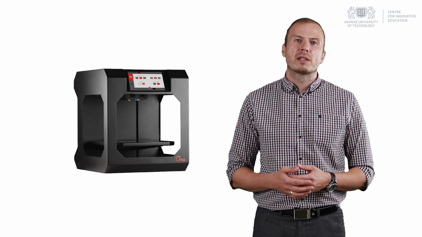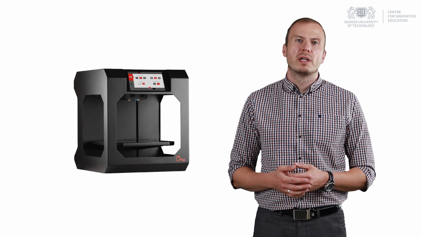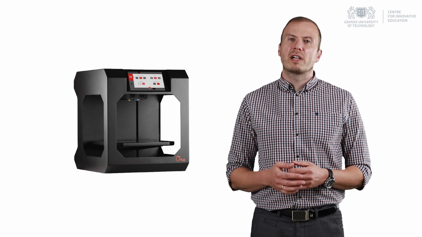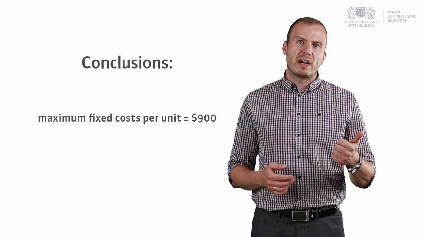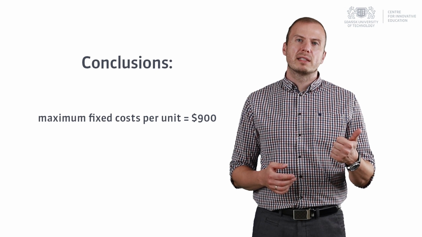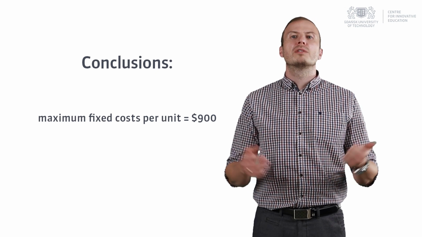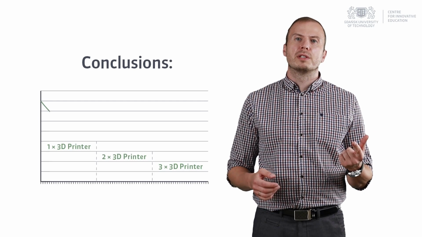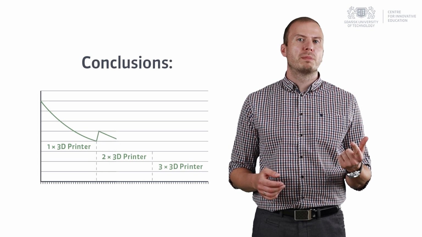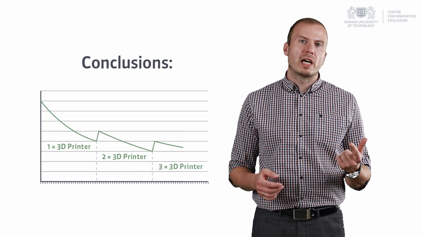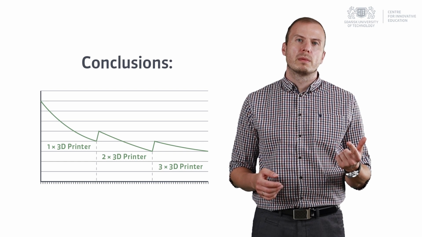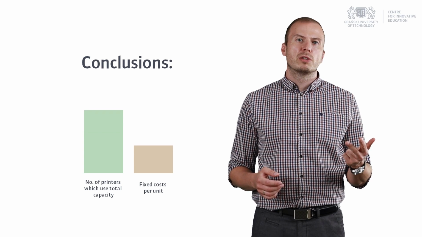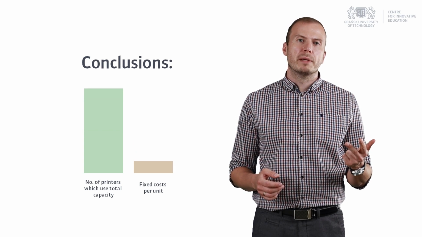When analyzing the impact of the purchase of subsequent printers and the volume of production on the fixed cost per unit, several conclusions can be drawn. The maximum value of fixed cost per unit in this case is $900, and it concerns 1 printer that prints 1 prosthesis. Each purchase of a new printer increases the fixed cost per unit but the increase each time is smaller and smaller. The more printers we have that use the total production capacity, the lower the fixed cost per production unit will be.